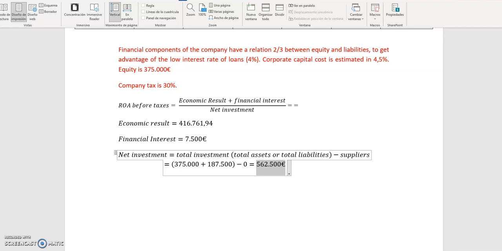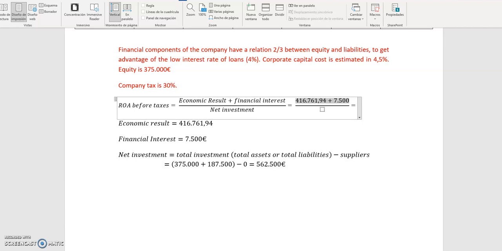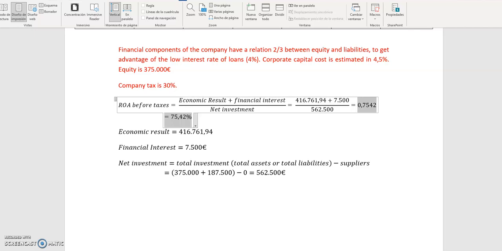And now we can just transfer this information into the formula we have on top. So economic result plus financial interest divided by net investment. And as usual, we're going to give the final result as a percentage. So in this case, it's going to be 75.42%. So next thing we're going to calculate is going to be the return on assets after taxes.